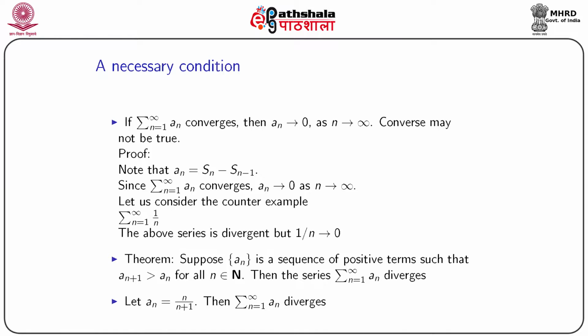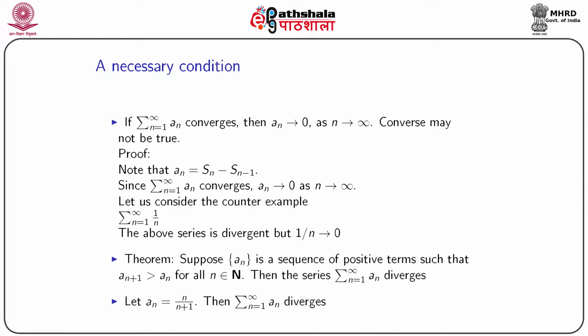Now the question is whether the converse is true or not. That means, if an tends to 0, is the series convergent? Let us consider a counterexample: the series sum over n from 1 to infinity of 1 over n. This series is divergent, but 1 over n tends to 0. So this condition is not sufficient, it is only necessary.